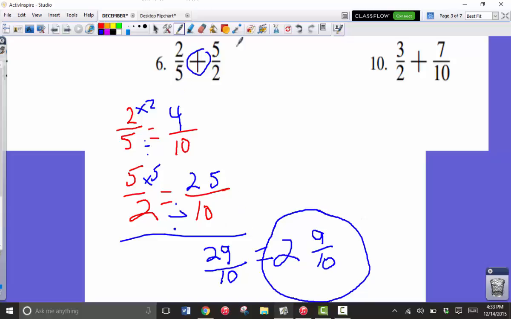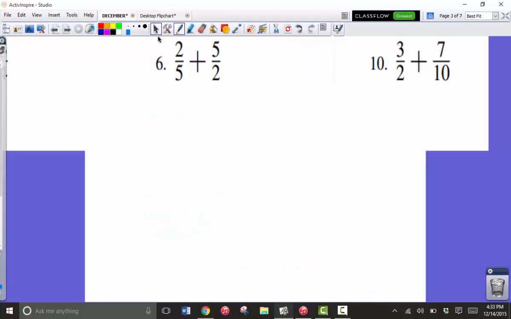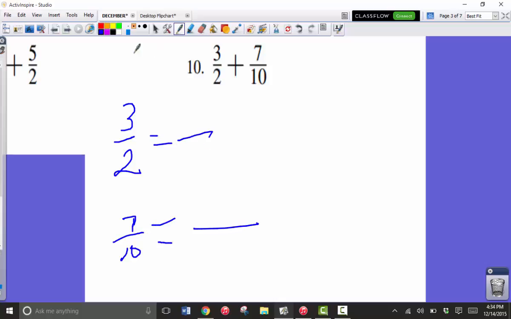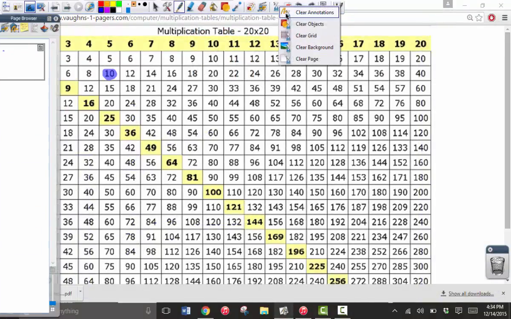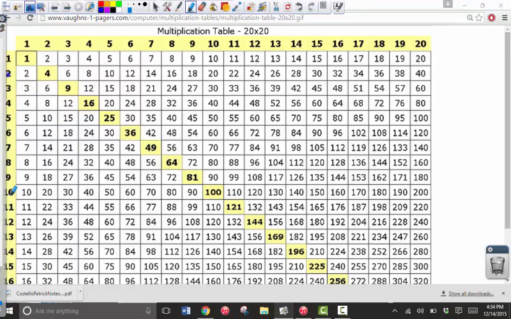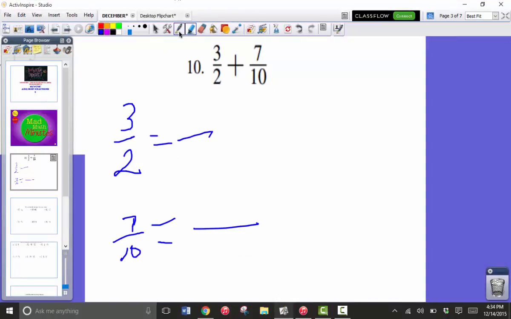I'm going to do one more, number 10 for you. Here we go. And I like to set them up vertically. So I have 3 over 2 and 7 over 10. Common denominator, if you look at your multiplication chart, so remember, this time we're going to go under the 2 and the 10 column, and you will notice the first one that they have in common is 10. So we will use that as our denominator.